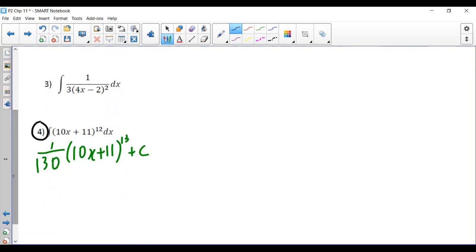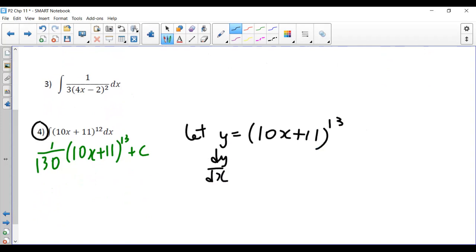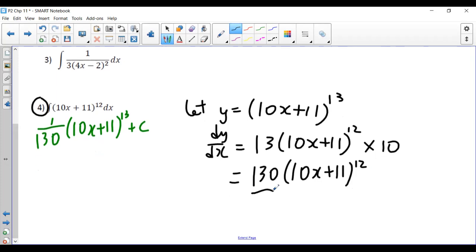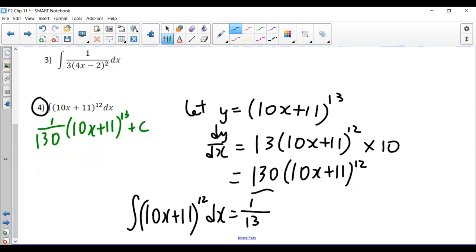So question 4, same in here. We're going to let y be power of 13. dy/dx, let's differentiate, verify it. Take down the power of 13, power goes down by 1. Differentiate inside is 10, so it's 130(10x + 11)^12. It works, but the only thing is there's no 130 in the front. Therefore, the integral of (10x + 11)^12 dx equals 1/130 of (10x + 11)^12 plus c.